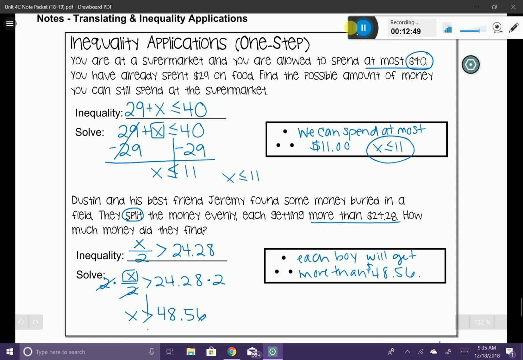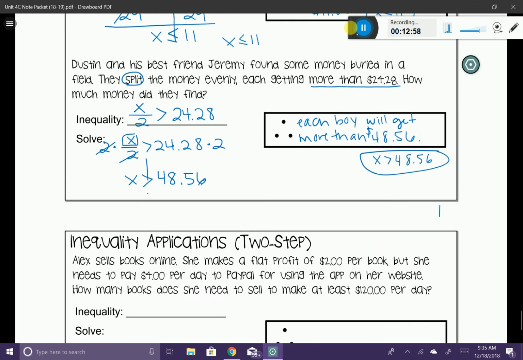All right, and I'm going to go ahead and tack on my inequality there and as part of my answer as well. All right, now let's go ahead and look at some two-step inequalities.